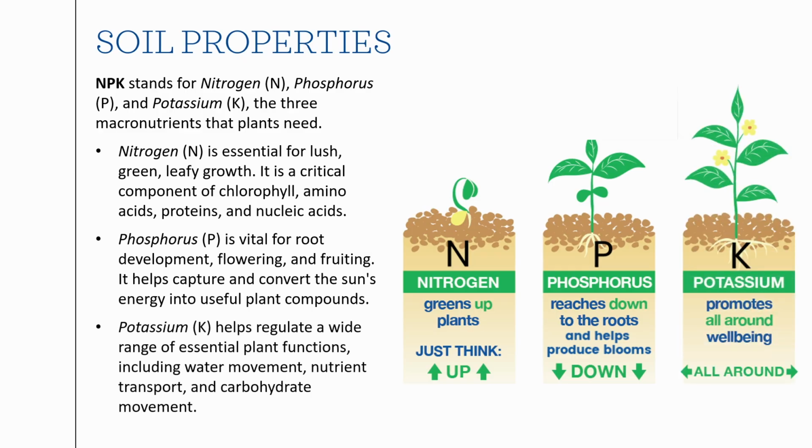And then potassium helps to regulate a whole wide range of plant functions, including movement of water, the transport of nutrients, and even where they deposit the carbohydrates they make during photosynthesis. So potassium really is kind of like all-around well-being. So all three of these macronutrients are important to plants. There are some micronutrients that they require, and we'll talk more about that as we look at more properties in soil.